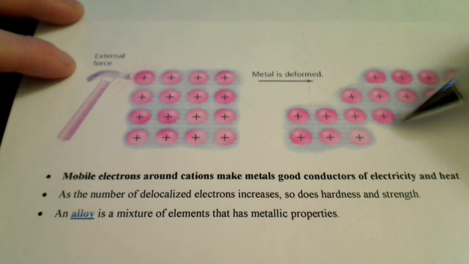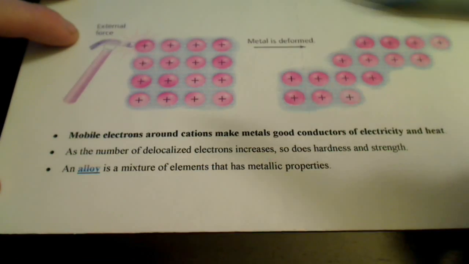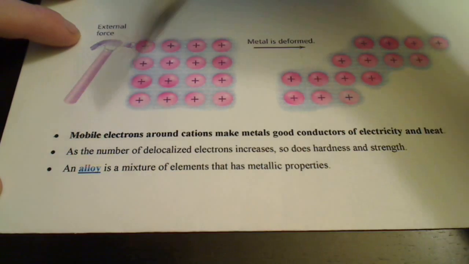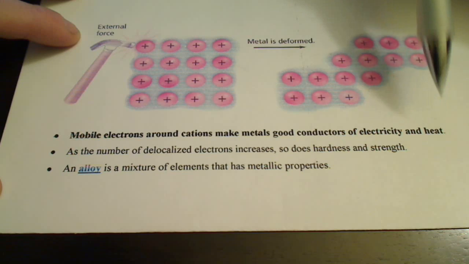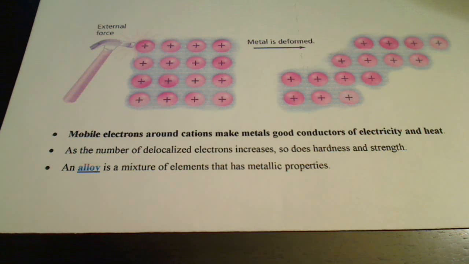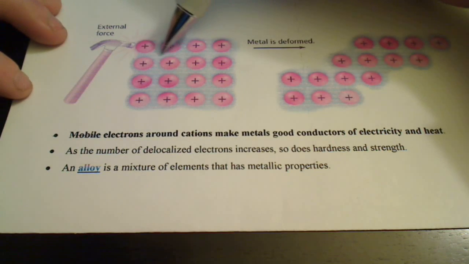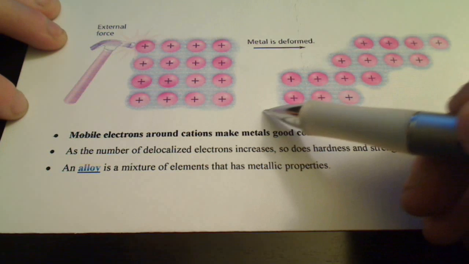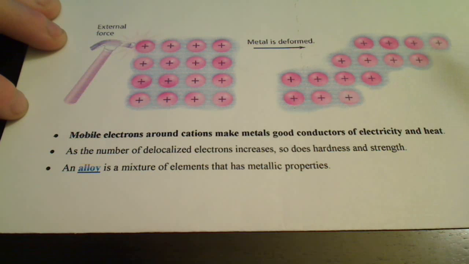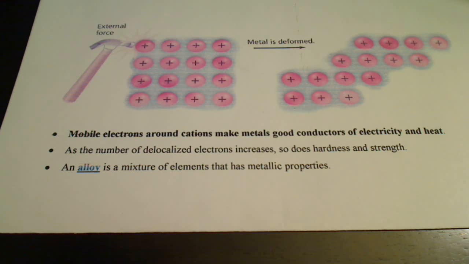So mobile electrons, aka delocalized electrons, around the cations make metals good conductors of electricity and heat. How is that? Well, if you recall, electricity is going to be transference of electrons. If this sea of electrons allows valence electrons to float around, obviously, if you have electricity, that electricity can transfer from one area to the other. That's why metals can conduct electricity. Obviously some metals are better conductors than others. That is going to be dependent upon how good the so-called sea of electrons is for electricity.